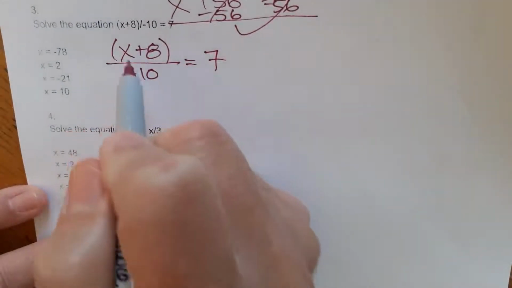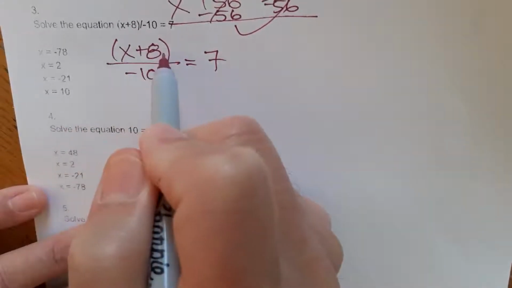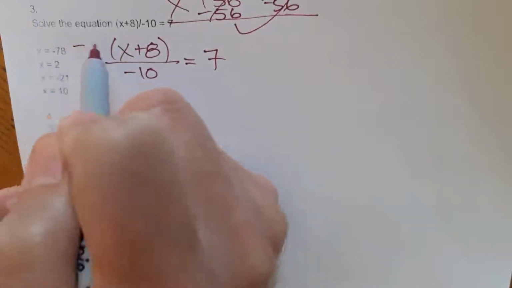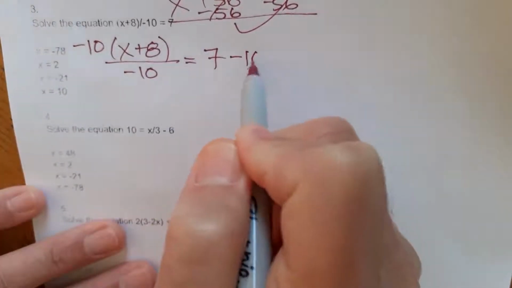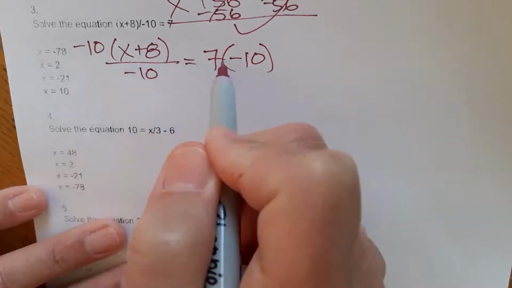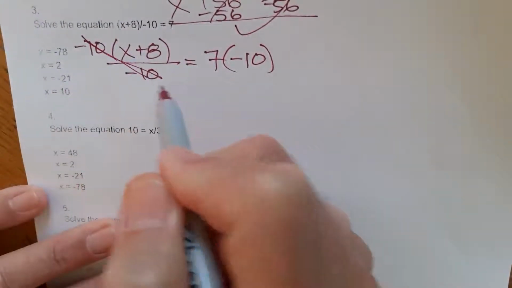So here we have x plus 8 on the top. It is in a parentheses. That just helps me group it. Divided by negative 10 equals 7. I'm going to multiply both sides by negative 10. Let's put it in a parentheses. It doesn't look like a minus 10, but it's times a minus 10. These disappear because they're 1.